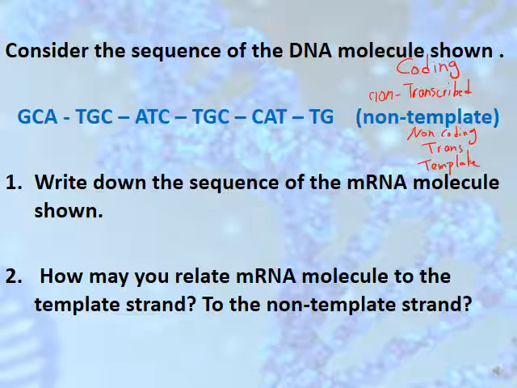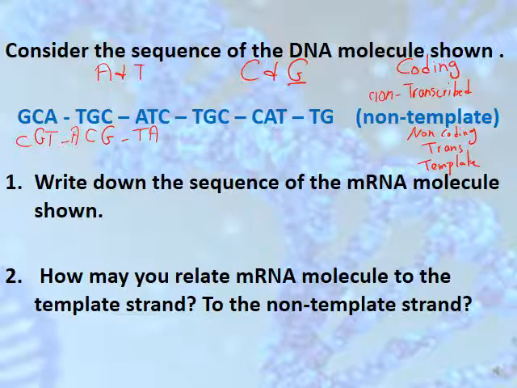So let's write down the complementary. As I said, A and T are complementary, and C and G are complementary. The complementary for G is C. The complementary for C is G. The complementary for A is T. You have to write them under each other so you don't make mistakes while writing them down. T, the complementary is A. G, the complementary is C. C, the complementary is G. Then A, the complementary is T. T, the complementary is A. G, the complementary is C.